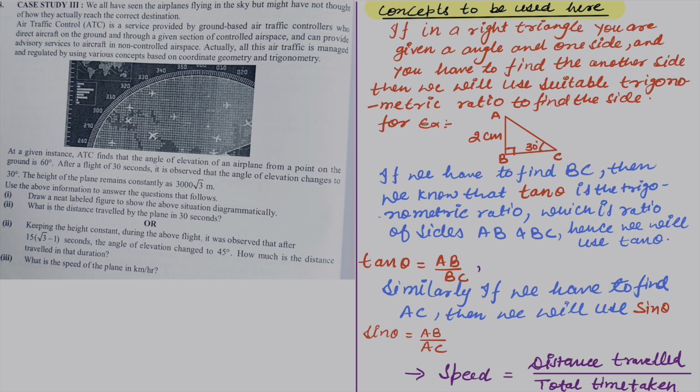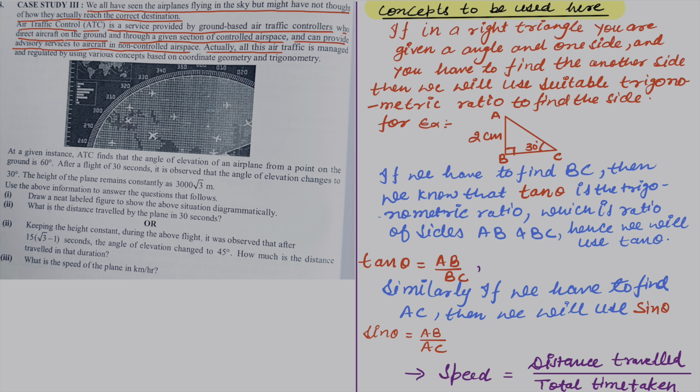Let's start. The case study says we all have seen the aeroplane flying in the sky but might not have thought of how they actually reach the correct destination. Air traffic control, that is ATC, is a service provided by ground-based air traffic controllers who direct aircraft on the ground and through a given section of controlled airspace, and can provide advisory services to aircraft in non-controlled airspace.